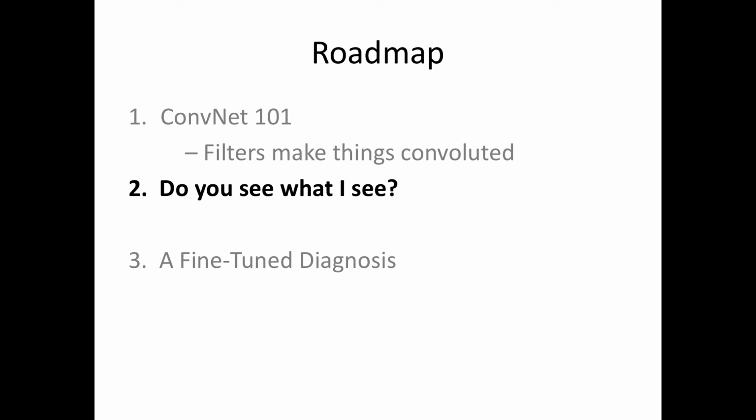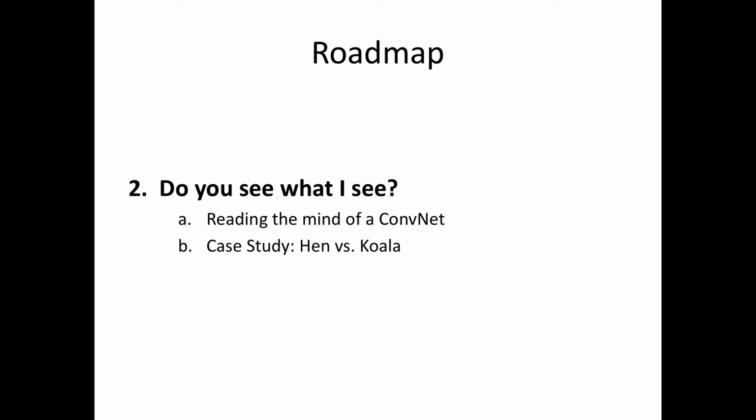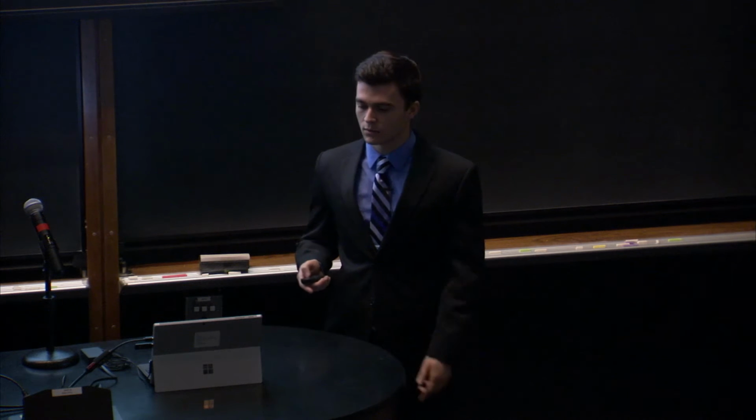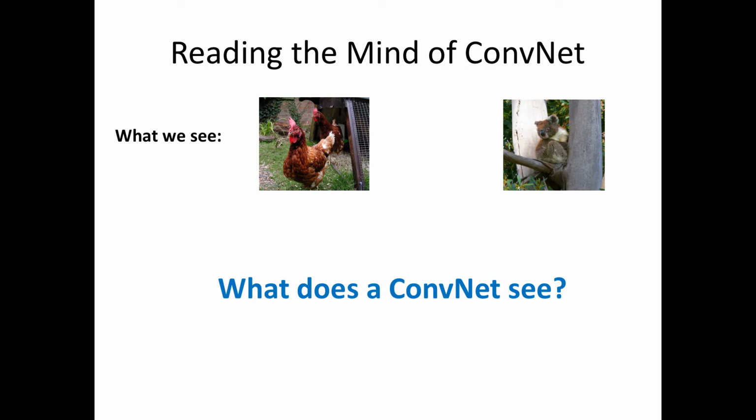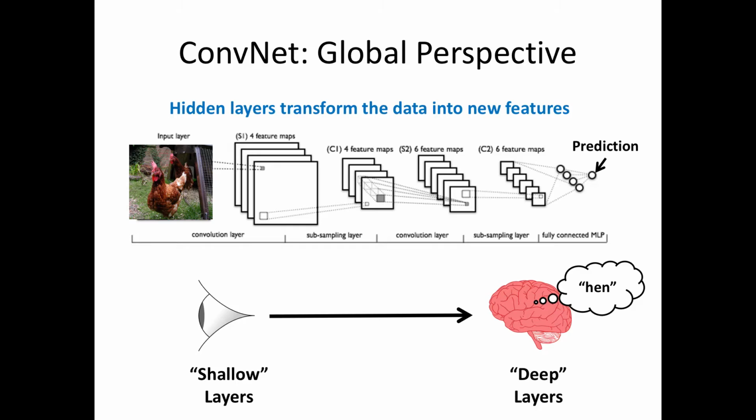So now we can actually ask the network this question. In particular, we're going to read the mind of a convolutional network, and then we'll try to quantify the intuitions we gain from that experience in a case study, where we compare the network representations of the hen versus koala image classes. So when we look at these images, we see a hen or we see a koala. But what does the convolutional network see? Returning to this slide, I'll actually show you a video that shows this very process. So we're going to visualize this pathway.